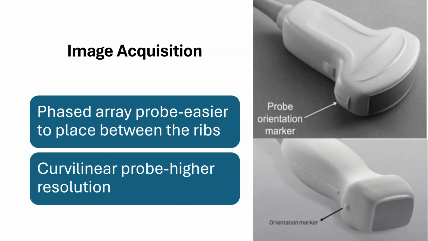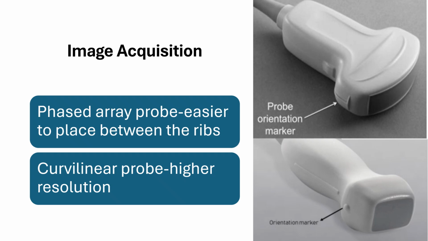So let's talk about image acquisition. In adult patients, you can use either a curvilinear probe or a phased array probe. Each probe has potential advantages, such as, for example, easier placement between the rib spaces for the phased array probe, and high resolution for the curvilinear probe. In addition to that, the curvilinear probe can also image the whole kidney in a patient.